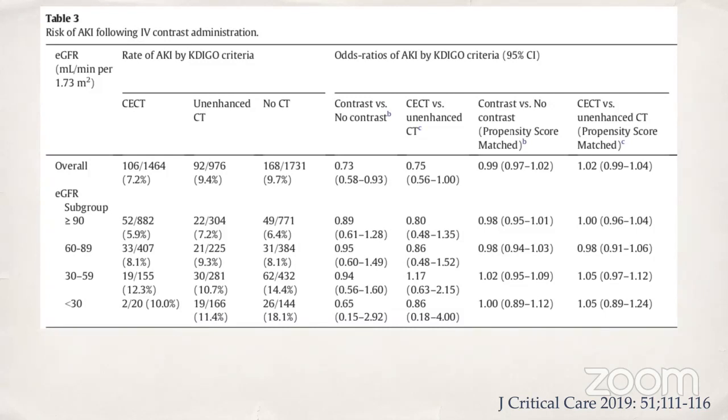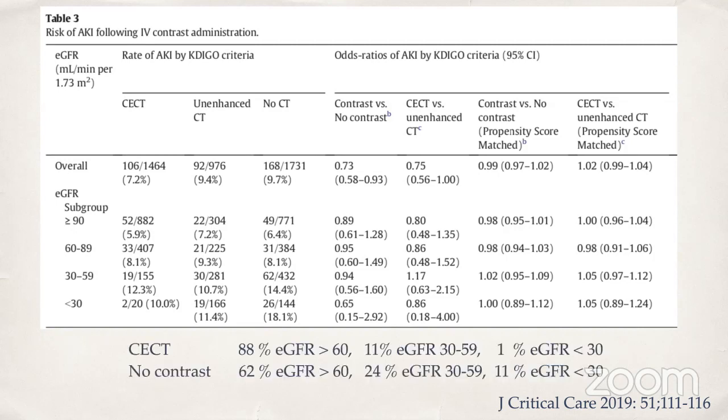If you look at, however, once again, the renal function in the people who got contrast versus those who didn't, you see the same thing we saw in the earlier study, which is that the people who got IV contrast tended to have better kidney function than the people who were in the unenhanced CT or no CT groups.